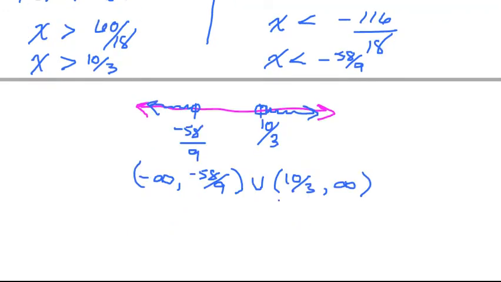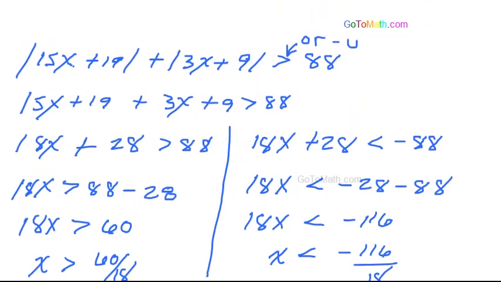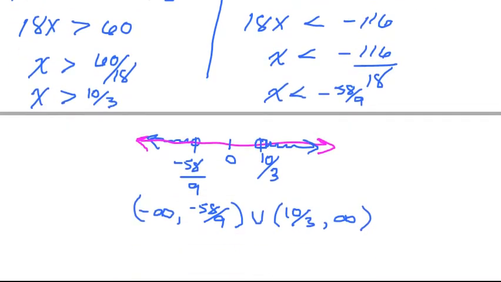10 over 3. So what happened to 0? 0 got left out of this deal. 0's in here somewhere, right? So if we were to go up here, let's plug 0 in. So this just becomes 19. 0 in, this is 9. And 19 plus 9 is not greater than 88. So you can always take some values and check that out.